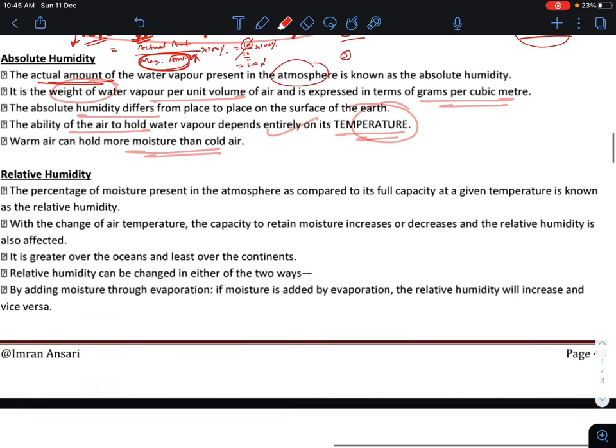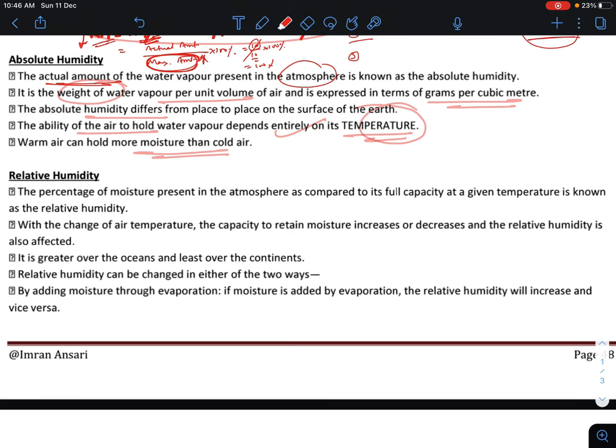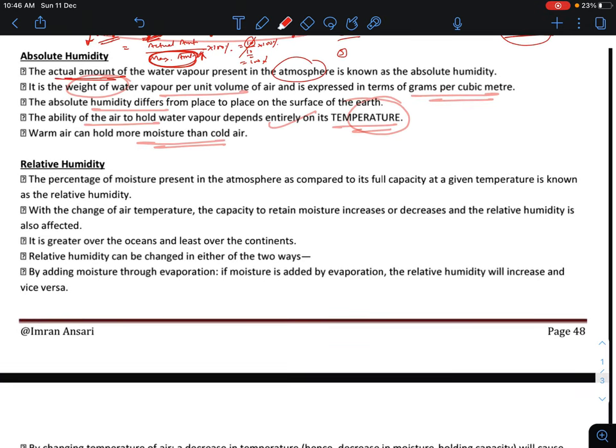Now about relative humidity: the percentage of moisture present in the atmosphere as compared to its full capacity at a given temperature is known as relative humidity. We have already studied that relative humidity is measured in percentage, and it is the ratio of the moisture present in the atmosphere to its full capacity at a given temperature. With the change in air temperature, the capacity to retain moisture is going to increase or decrease depending on the temperature.